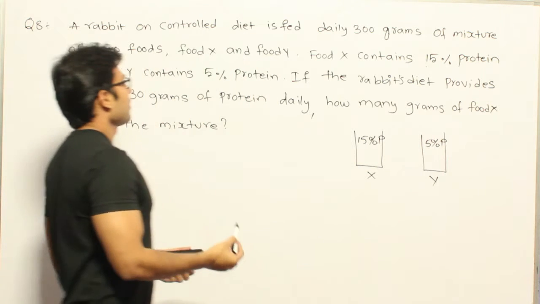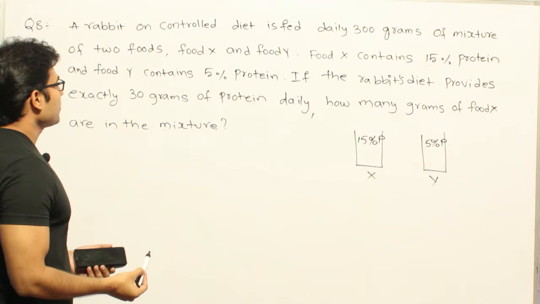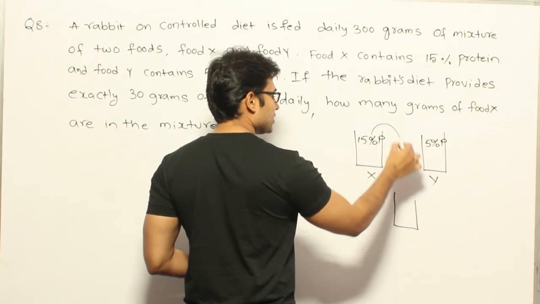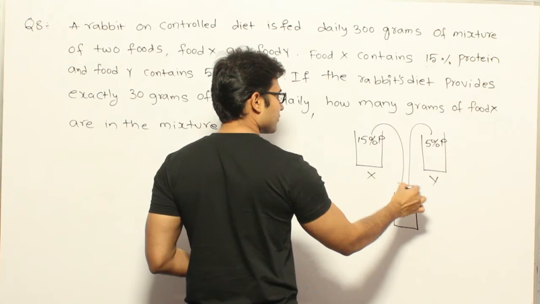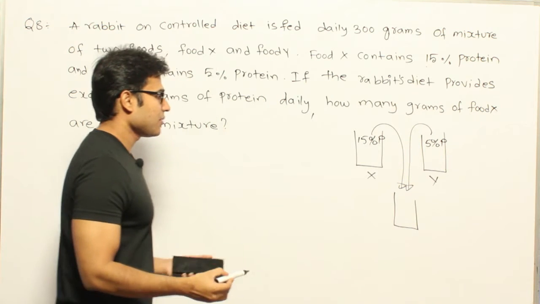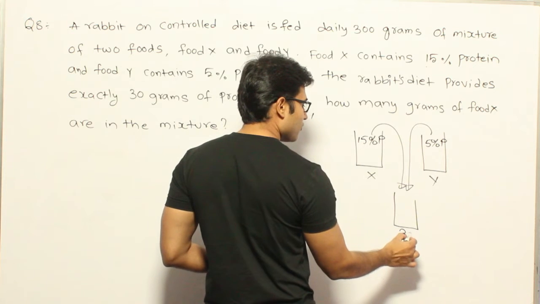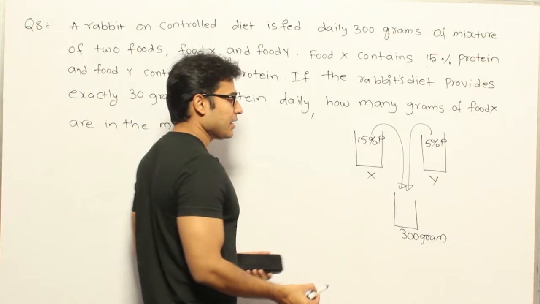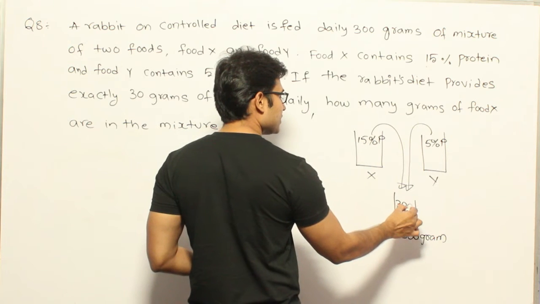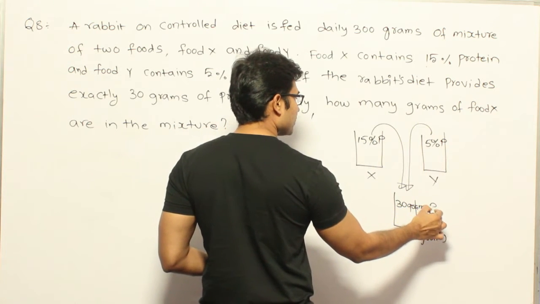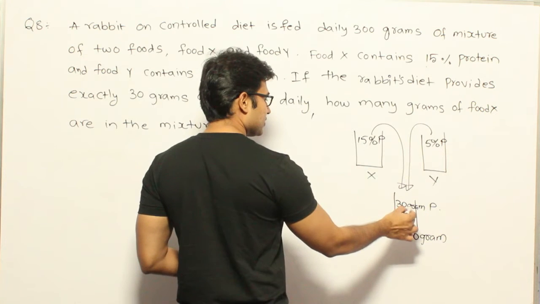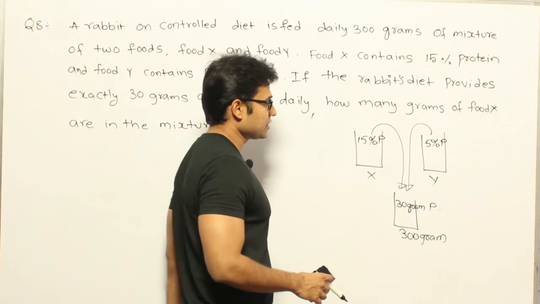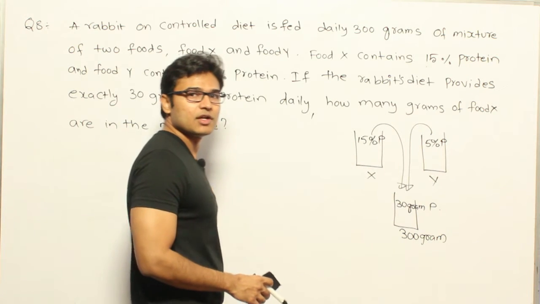Okay, and now from these two foods a mixture is formed and that mixture is fed to the rabbit in such a way that the rabbit is going to get a total of 300 grams of food every day, and in this 30 grams is protein. Got it? So if you observe this, 30 by 300 is 10%. So they are forming the mixture in such a way that they are getting 10% protein.